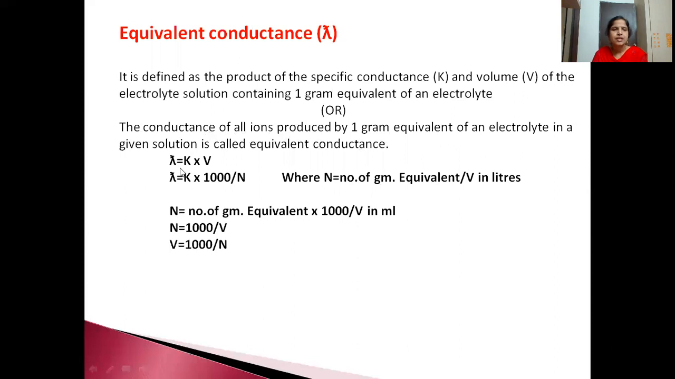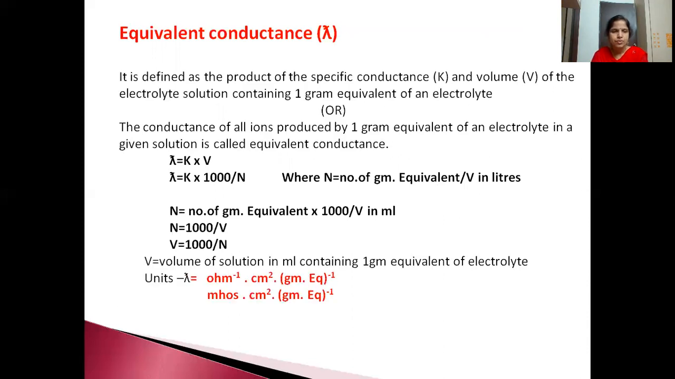That means lambda is equal to K into V. It is a product of specific conductance and the volume of the electrolyte. So it is K into V, or we can write it as K into 1000 by N, where N is the number of gram equivalents present in volume in liters. Now, if we write the units for this, it becomes ohm inverse centimeter square gram equivalent inverse.